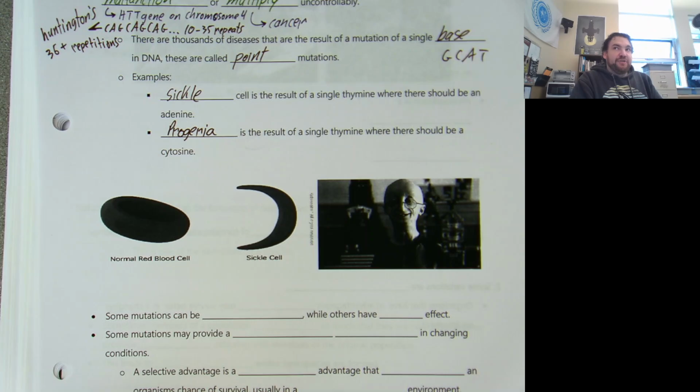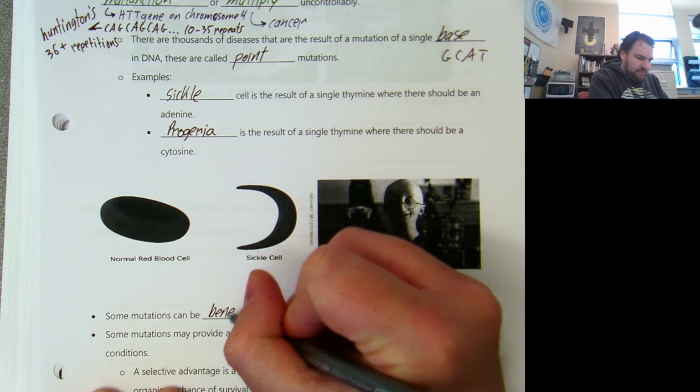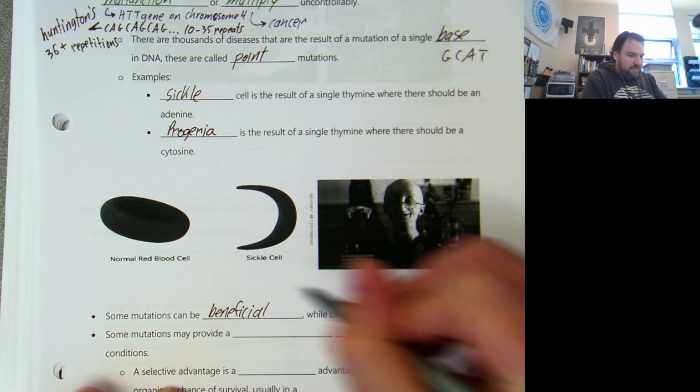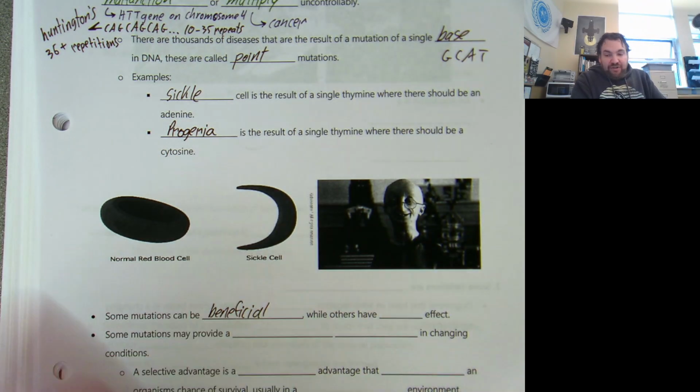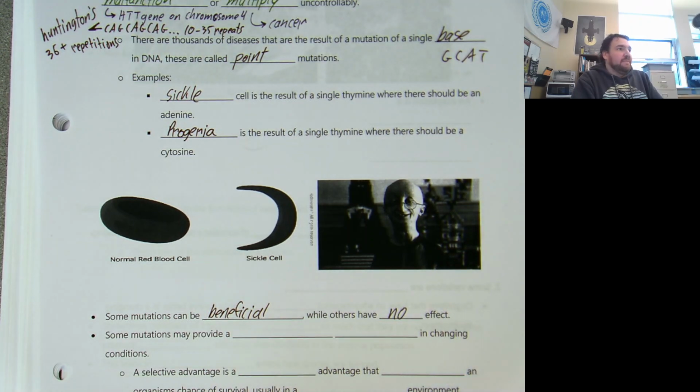Now, not all mutations are bad. Most are, some aren't. Some mutations can be beneficial. There are still yet others that really have no effect. Like the sunspots all over my arm, that's what they're called. Old people have them more than young people.